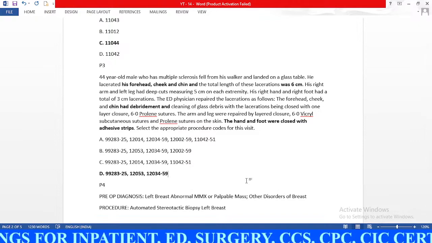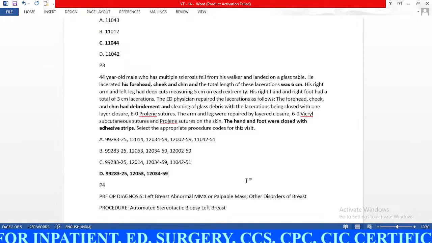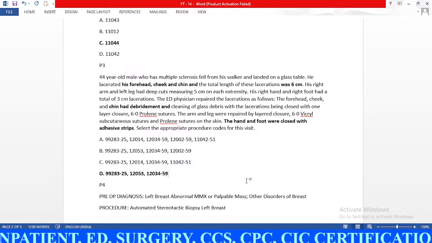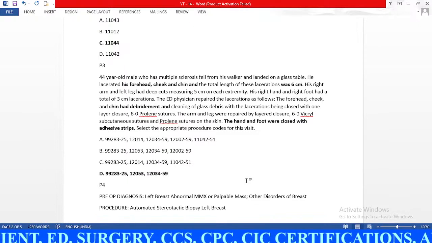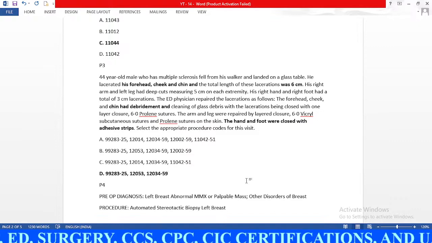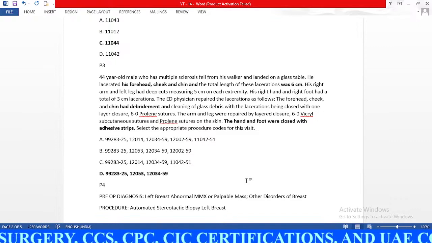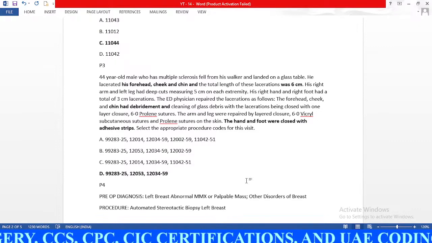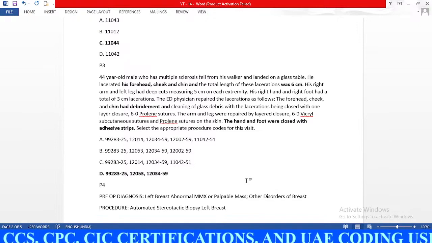Yeah, Parimala, you are doing great. You have more concentration on the integumentary system, so you are doing a good job. If you write your CPC, best of luck for that.